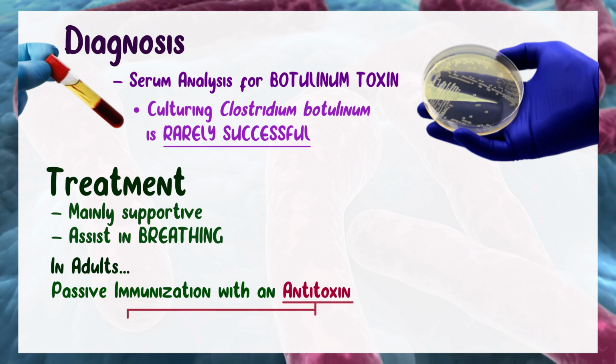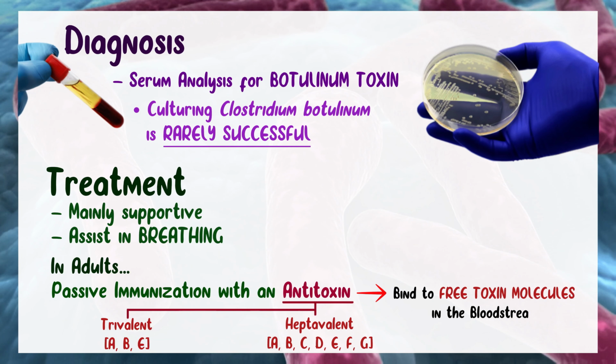There are 2 types of antitoxins: a trivalent antitoxin that targets toxins A, B, and E, and a heptavalent antitoxin that covers toxins A, B, C, D, E, F, and G. The role of the antitoxin is to bind to free toxin molecules in the bloodstream, preventing them from damaging neuronal proteins.